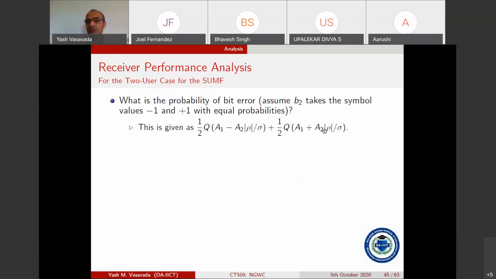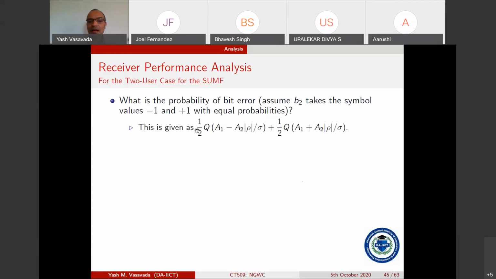A1 plus A2 rho divided by sigma. Those are the two cases. Both of the cases have probability of 1 over 4. And so if I add up, I get 1/2. This is the good case for me.